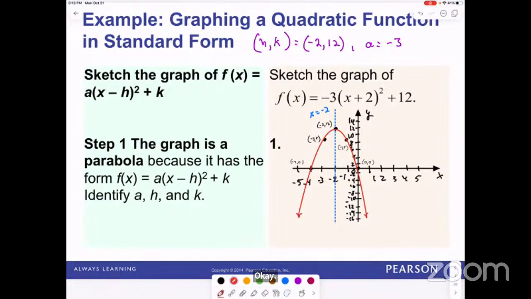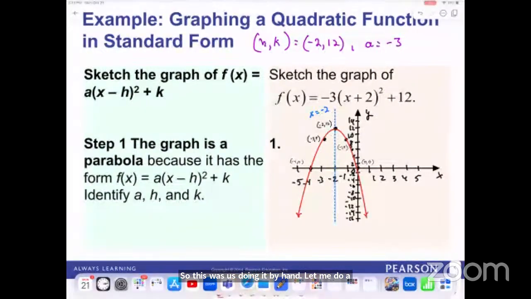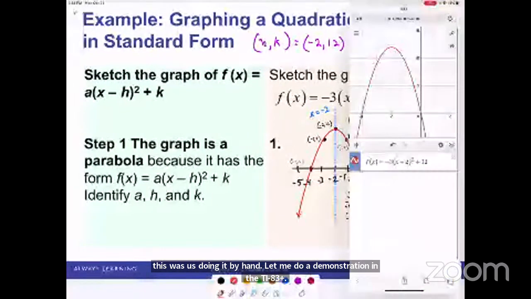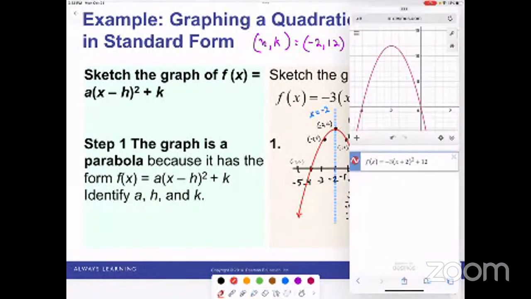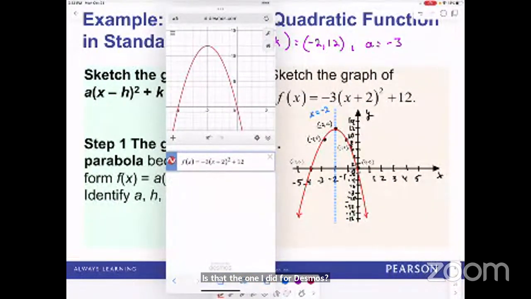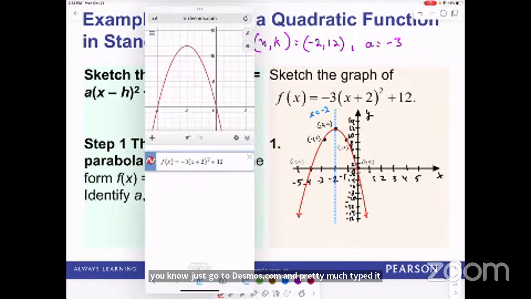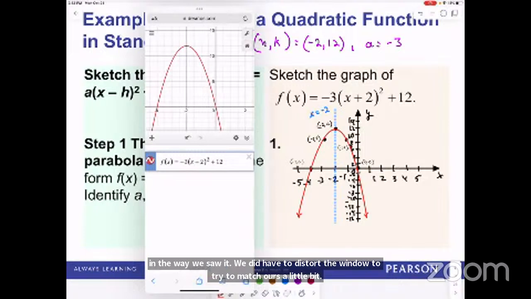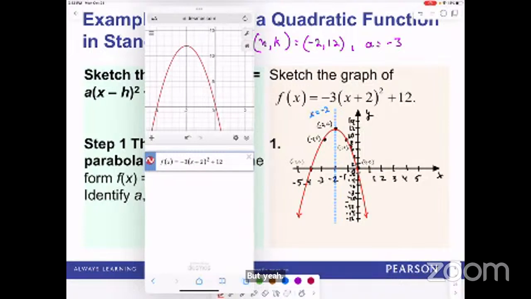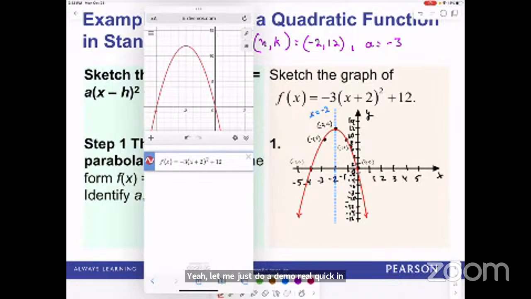Let me do a demonstration in the TI-83 Plus. Is that the one I did for Desmos? Negative 3 times x plus 2 squared plus 12, right? So here it is in Desmos. You know, just go to desmos.com and pretty much type it in the way we saw it. We did have to distort the window to try to match ours a little bit. But yeah, and then let me just do a demo real quick in the TI-83 Plus.